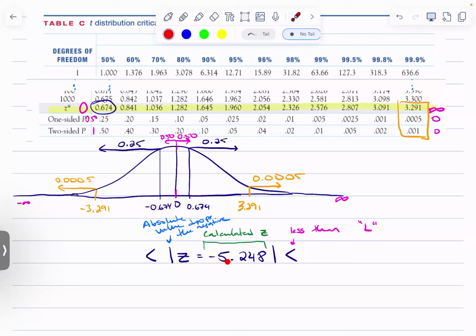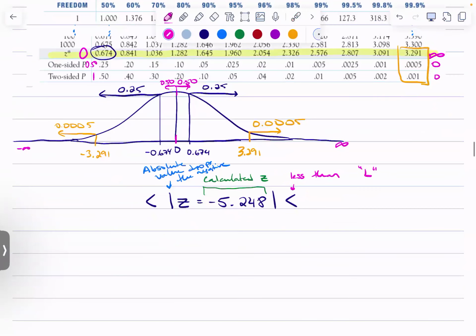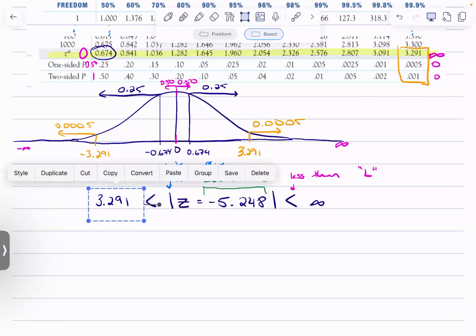So when we try to place 5.248 somewhere on this line, I reach 3.291, end of the road-ish, next stop, infinity, right? So I'm going to jot that down. So we find that 3.291, and on the upper end, I have infinity. I write the infinity just for consistency. You don't have to write it, but I think it's nice to always do the same thing.